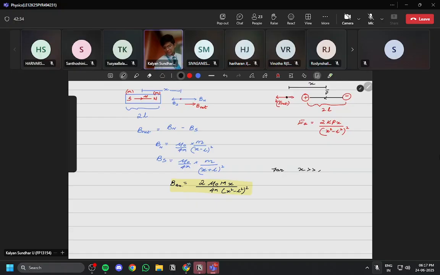For x much more greater than L value, your B axial will be equal to 2 mu naught M divided by 4, mu naught by 4 pi is being there, so 4 pi into x cube.